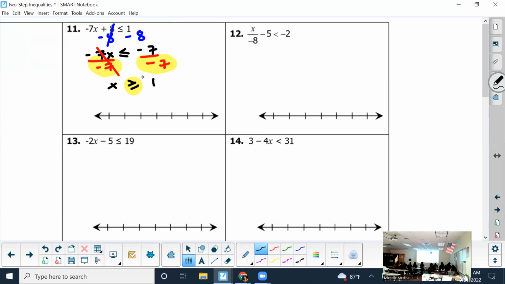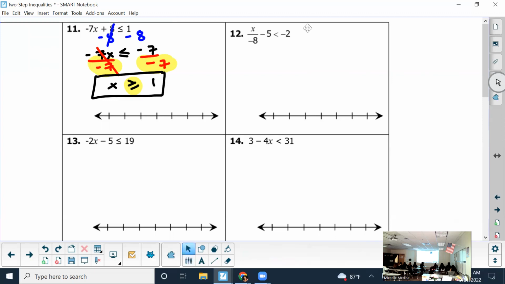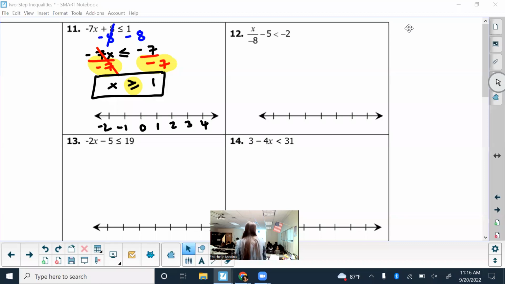All right, take like 10 seconds yourself and graph this solution on a number line. While I take a second. All right, and if you graphed the inequality correctly, it should look something like this.